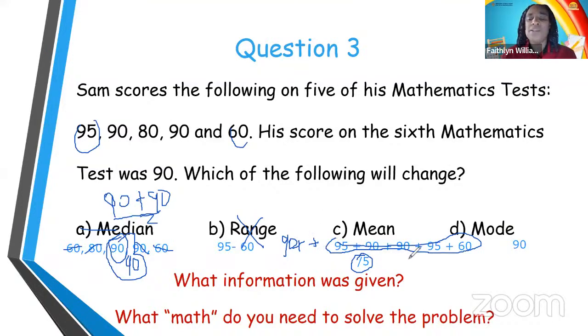One more score is added. We are now dividing by 6. So that is going to impact the result that we get for the mean. And of course, as Jonathan said, the mode will not change. That's another 90. So that will not change the mode.